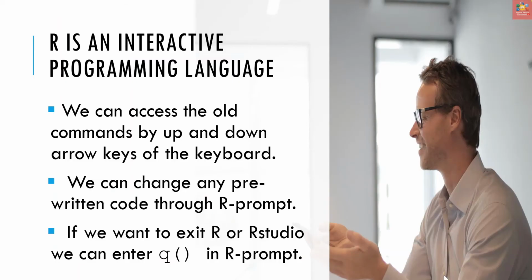The next one is that R is a very important language, as we have discussed in episode number 1, that it is an interactive programming language. We can use the up and down arrow keys to access our previously entered commands which have been written in the R prompt, and we can simply exit R or RStudio by entering q.